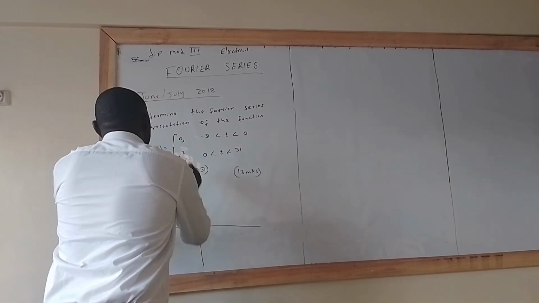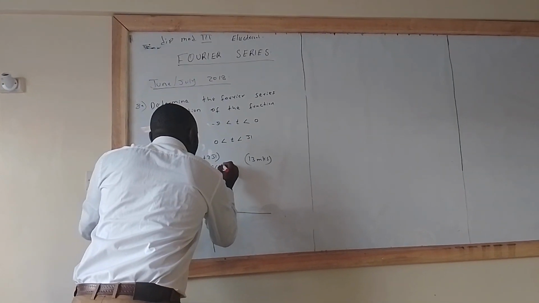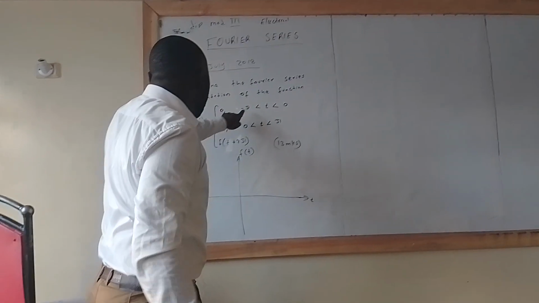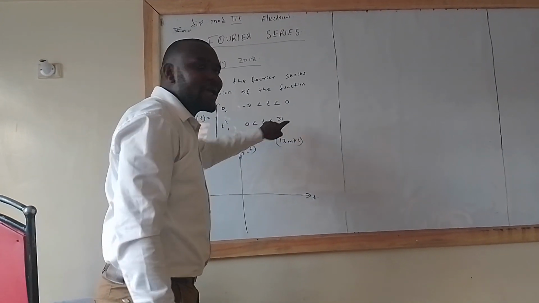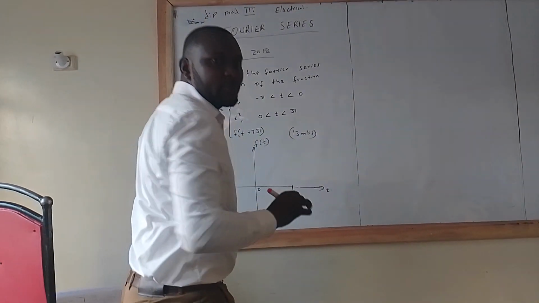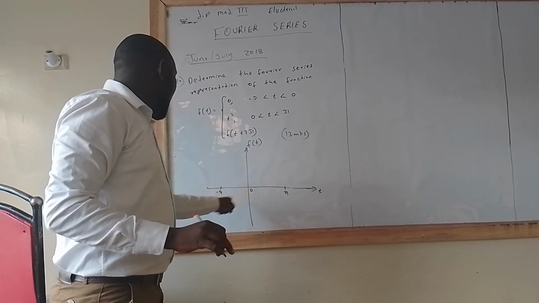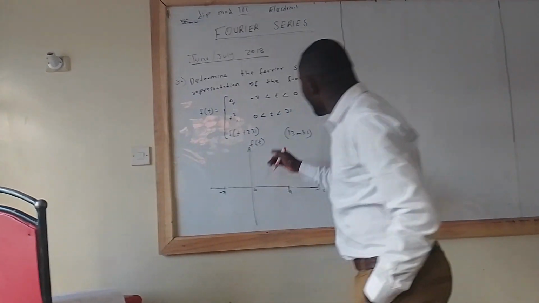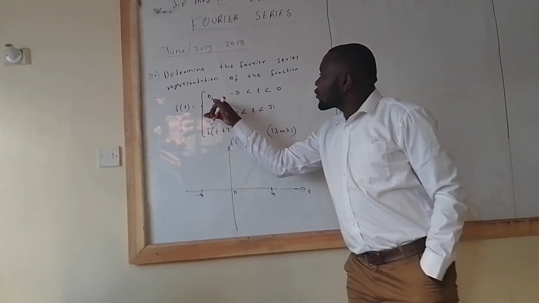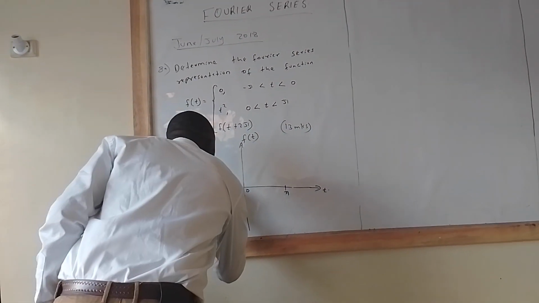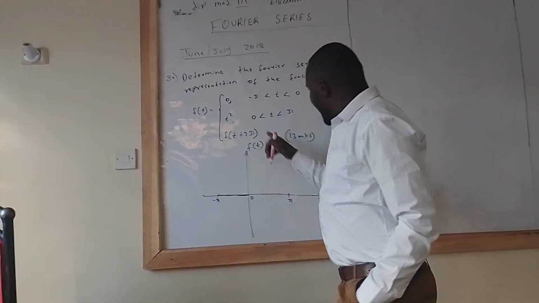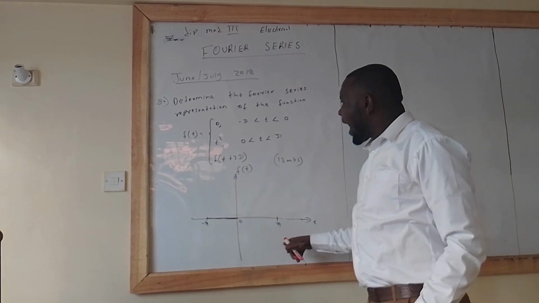So this one is a function of t in the range of negative pi to pi. So what do you have? From negative pi to 0, our f of t is 0, so it is at this point. In the range of 0 to pi, we have t squared.